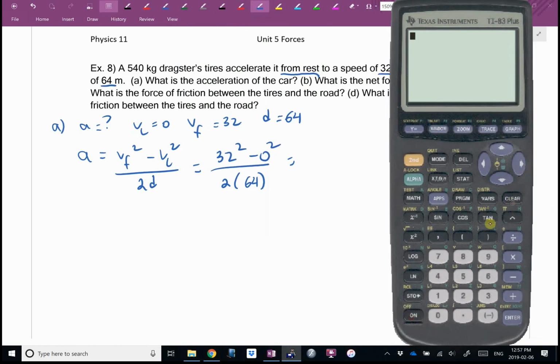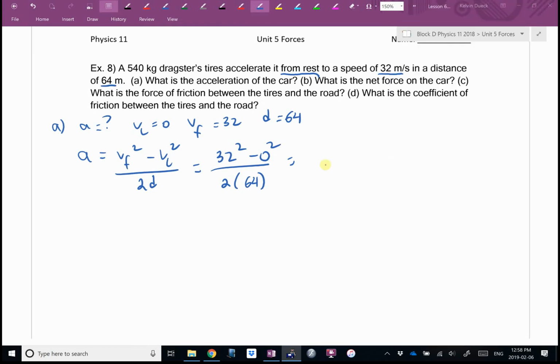What do you get? Oh, you get 8? Even? Yeah. I need to change these numbers. That's a bad acceleration for a dragster because that's not even a 1G. Normally dragsters pull about 2. I must have wanted this to work out nice for you guys so you had nice numbers. I'll never do that again.